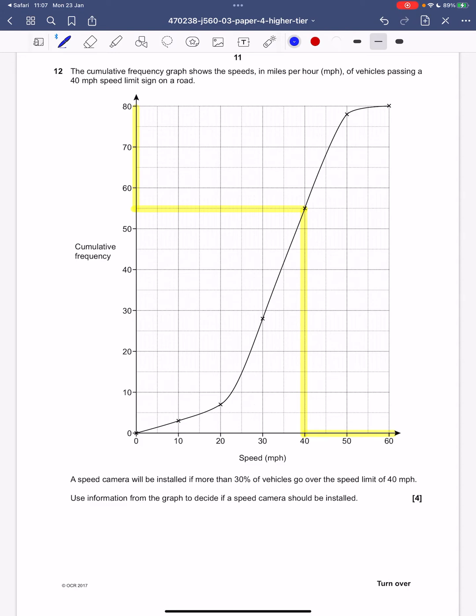Okay, so we've actually got 25 vehicles. Is that there? There's 25 vehicles there. 80, take away 55, 25 vehicles are going over 40. So it's 25 out of, and not the maximum, it's 80.